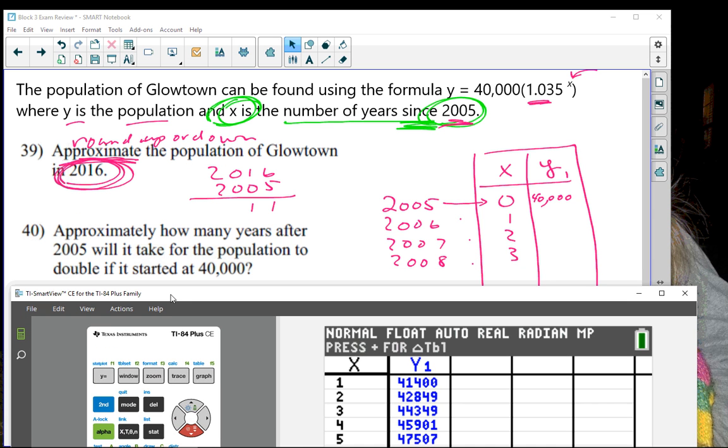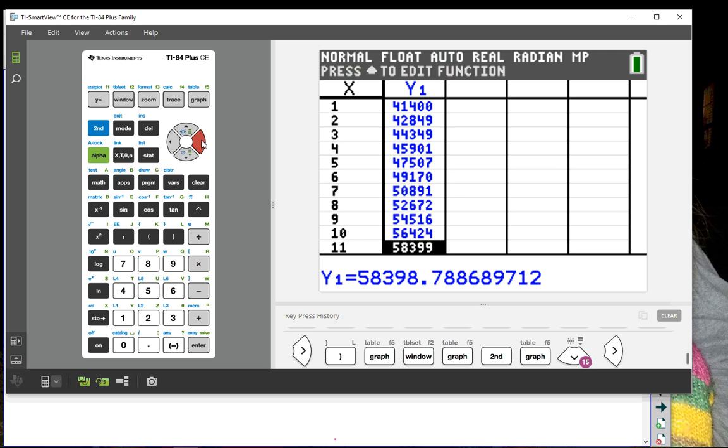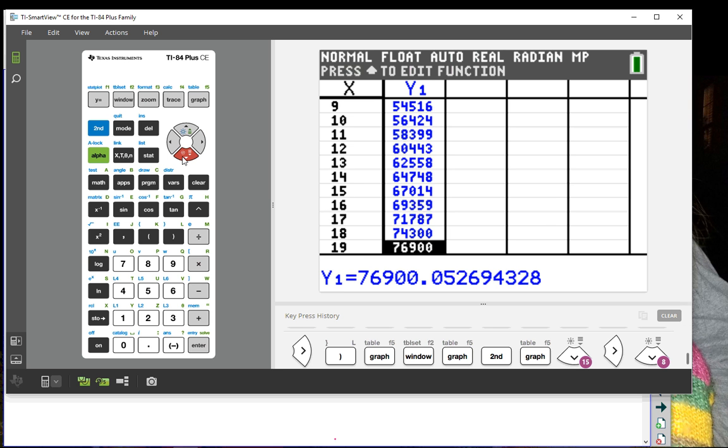Okay, now, next question. Approximately how many years after 2005 will it take for the population to double if it started at 40,000? What's double? 80,000. So now, which column do I need to focus on here? Find the Y. Focus on the Y column. There's 58. I'm just going to keep scrolling down until I get to what? So how many years? 21 years. It's going to take to double.